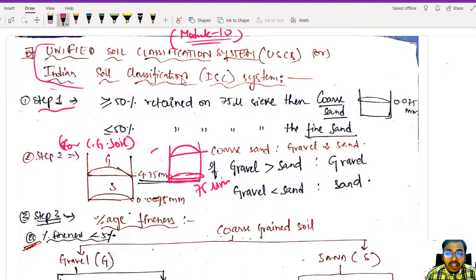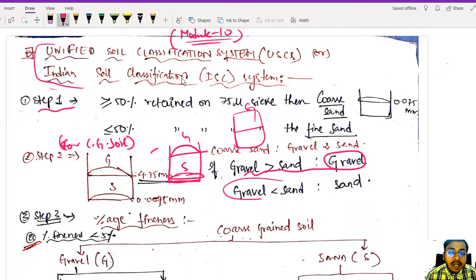So you just have to see which is more. In your soil obviously there will be gravel and there will be sand. It is common sense, because you are taking well graded soil, it will have all the different sizes. So gravel will be there, sand will be there. Just see which is more. Is the gravel part more or is the sand part more? If the gravel part is more, we will classify it as gravel. If the sand part is more, we will classify it as sand. It is common sense.